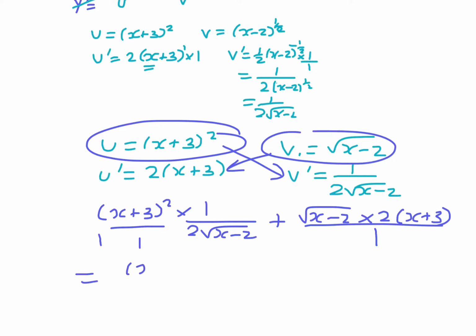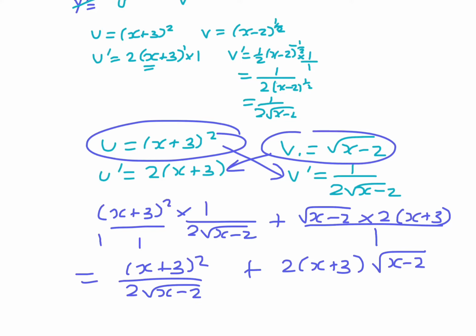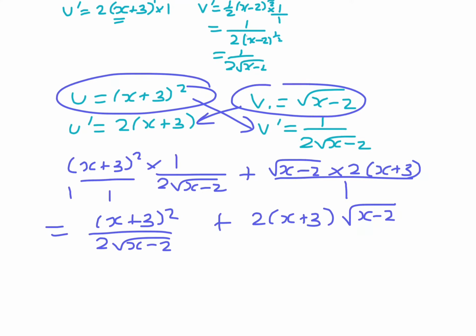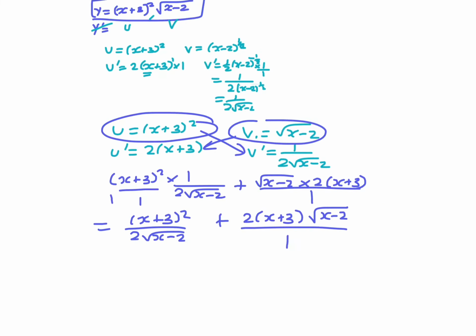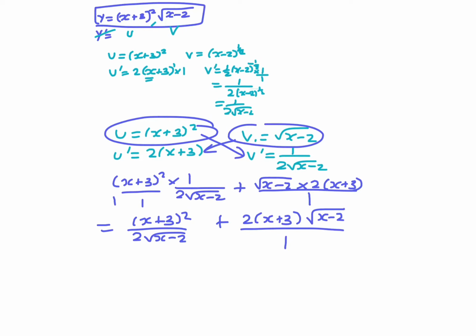Okay, so on the top here we have (x + 3) squared over 2 root (x − 2) plus 2(x + 3). I just like to write that out the front and then do the square root. Now, I could leave it like that, but I'm just going to show you how you get the common denominator here. To get the common denominator, we need a 2 root (x − 2) on the bottom here. This one here, we multiply by 1, so it's not really going to change, and that one by 1. So you're kind of crossing over here.